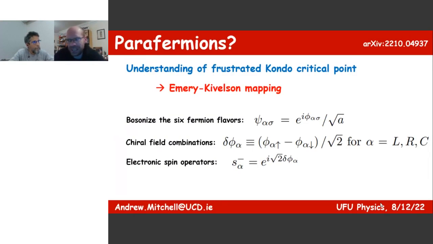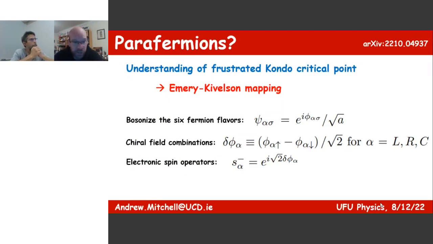So a common method to understand analytically what's going on in these quantum impurity problems at critical points is to use the so-called Emery-Kivelson mapping. This involves taking the conduction electrons of the system and bosonizing them, so writing them as the exponential of bosonic fields, phi. Then you take chiral combinations of these, in this case, of the up and down spin states. These up and down spin states, remember, are the sort of localization of the electrons on lead or dot around the QPCs. And we can do this for the QPC around the left lead, around the right lead, and at the central QPC that connects the two dots.